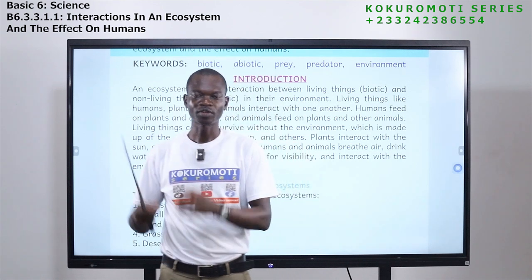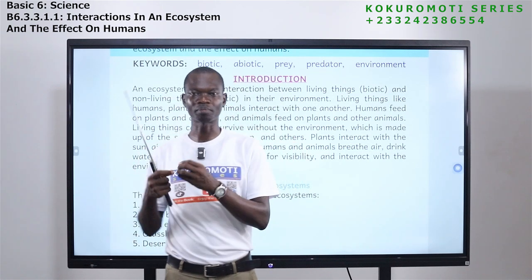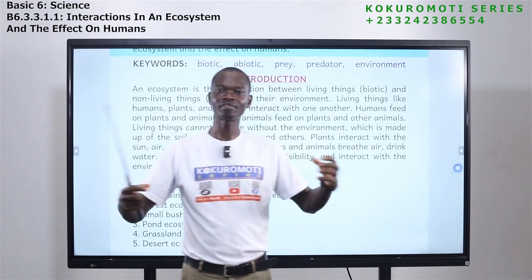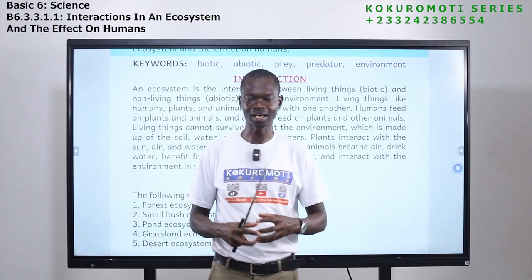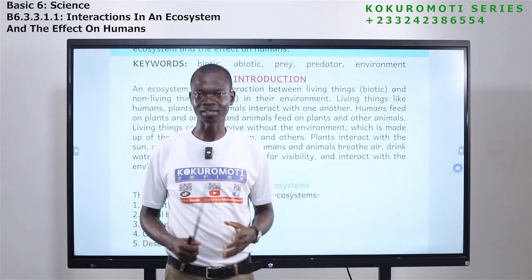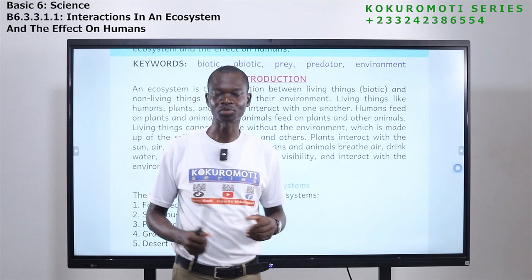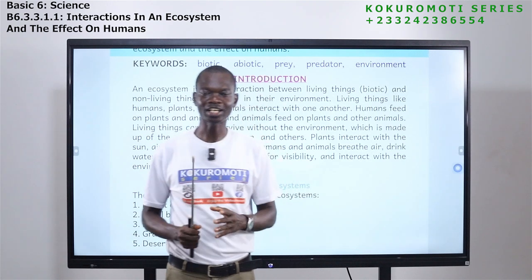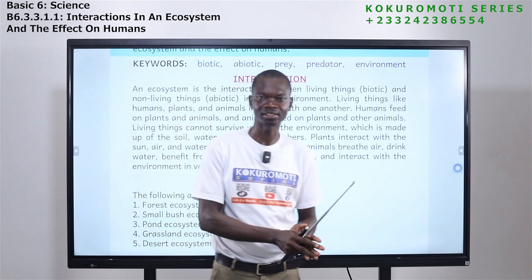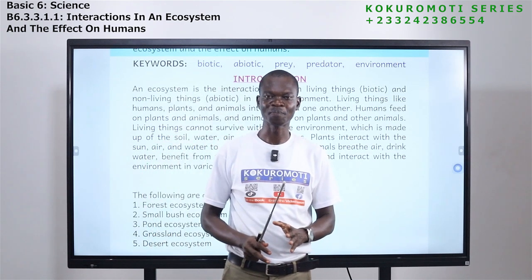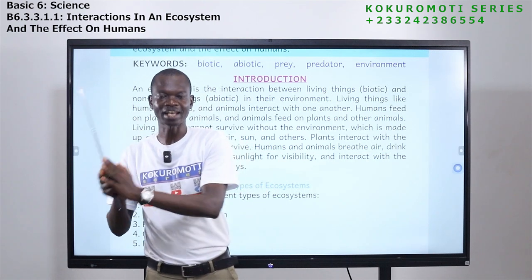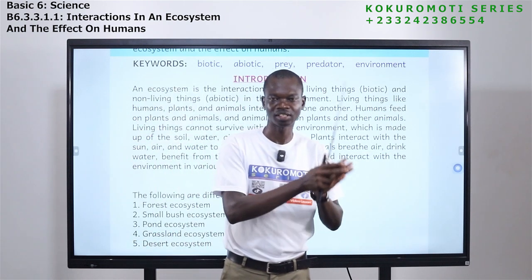Then we have biotic. We are talking about human beings, plants, and animals, because they have life. So the living things and non-living things come together. They interact with one another in an ecosystem. So when you talk of ecosystem, we are talking about the interaction between living things and non-living things in an environment. So in every environment, you find things that have life and things that do not have life.